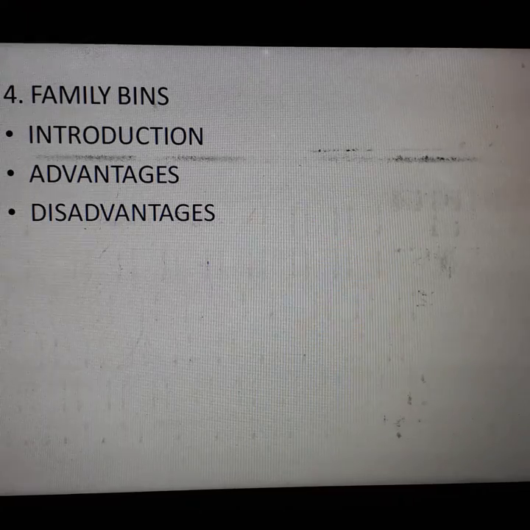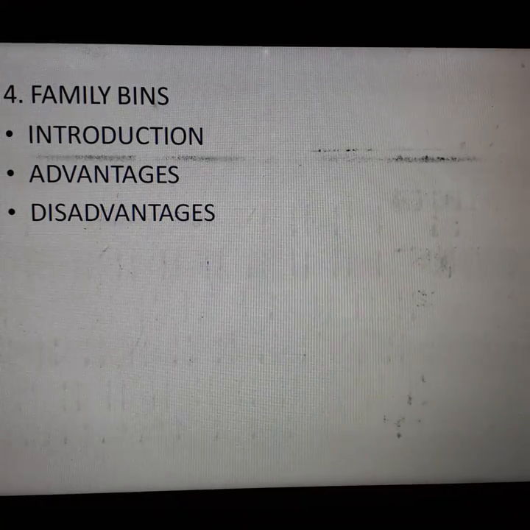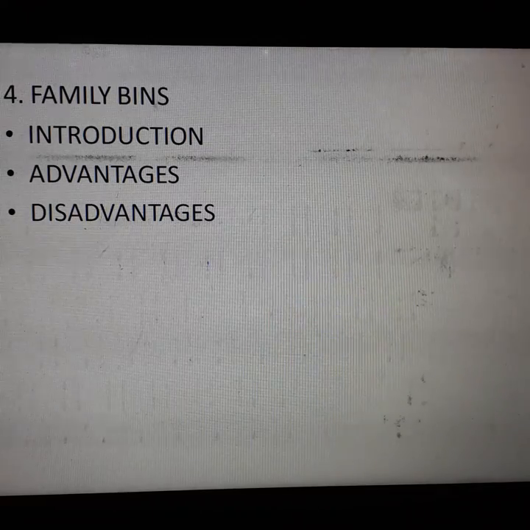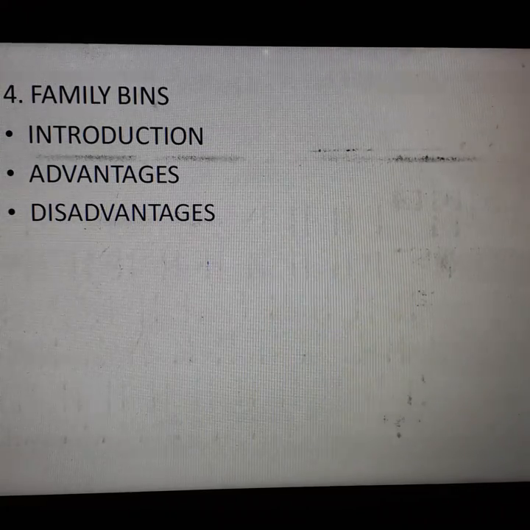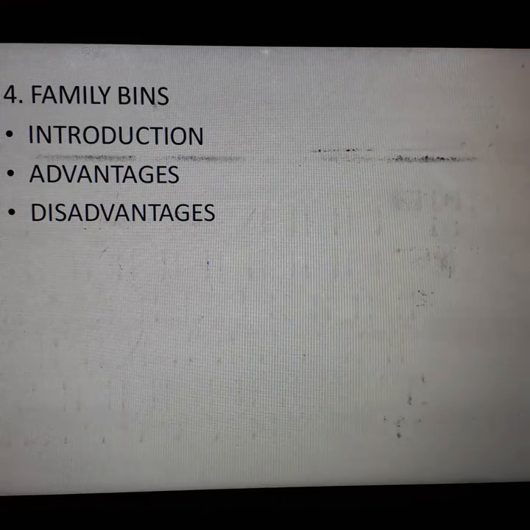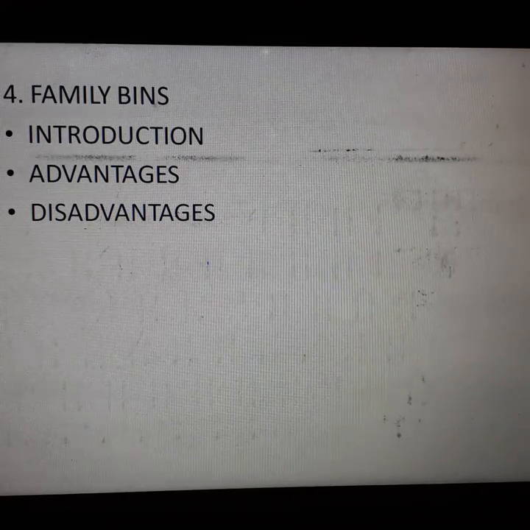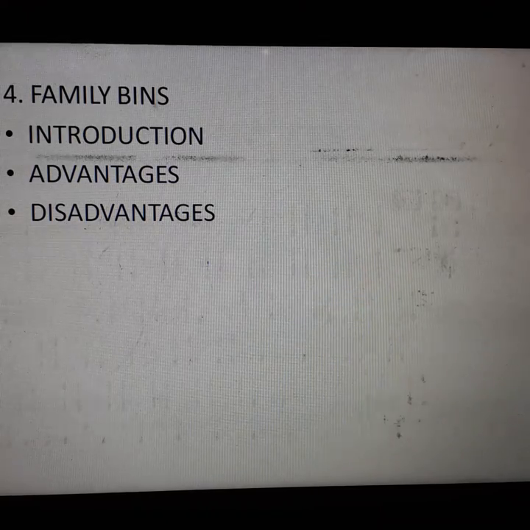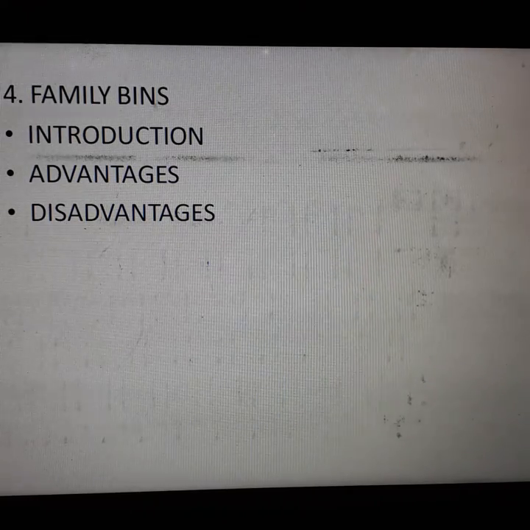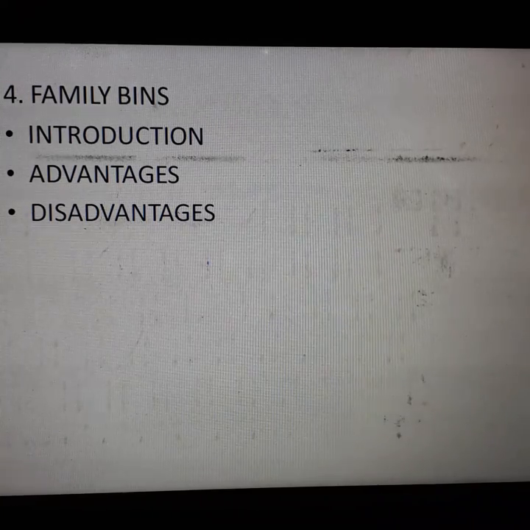And the main advantages are families are responsible for maintaining collection containers, and potentially a highly sanitary management method. And the main disadvantage is if it is not regularly monitored, there are harmful effects.